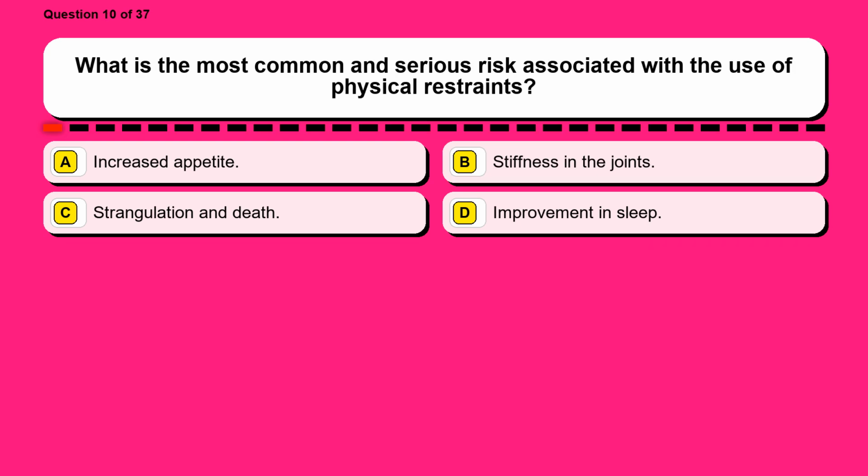Question 10. What is the most common and serious risk associated with the use of physical restraints? Option A, increased appetite. Option B, stiffness in the joints. Option C, strangulation and death. Option D, improvement in sleep.